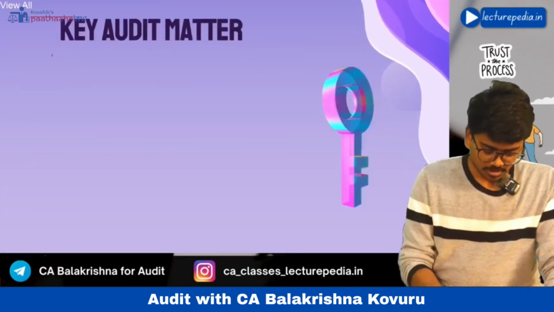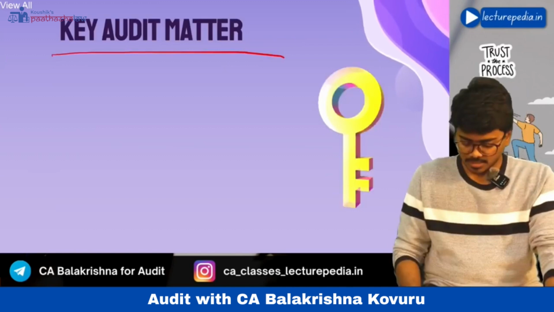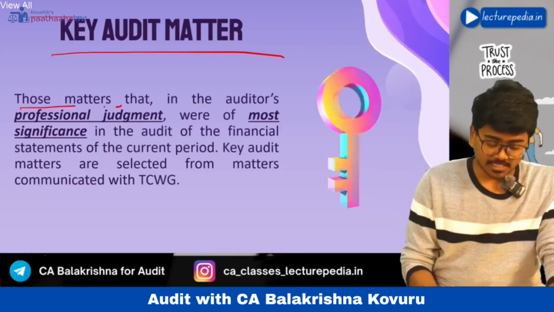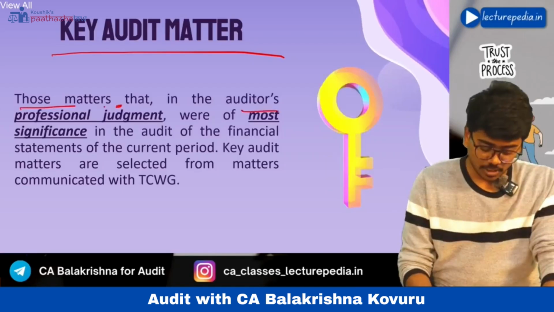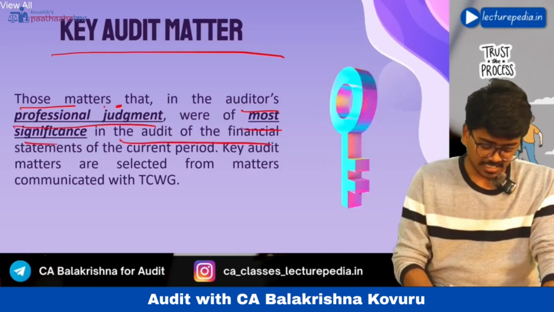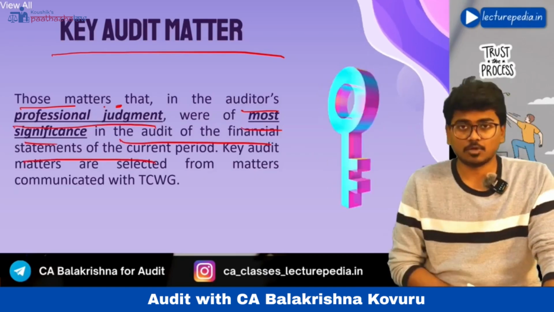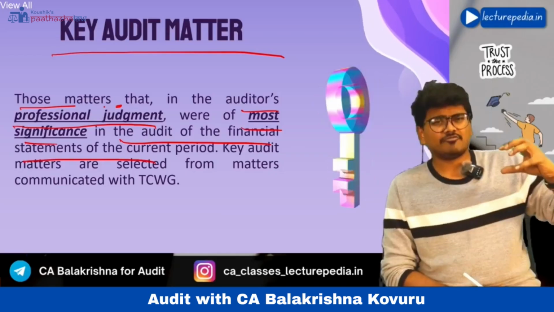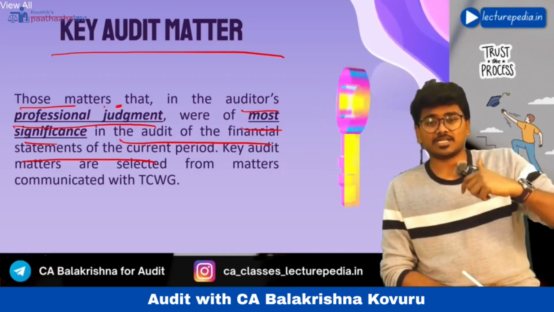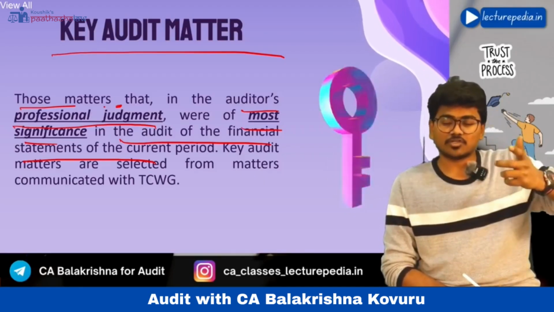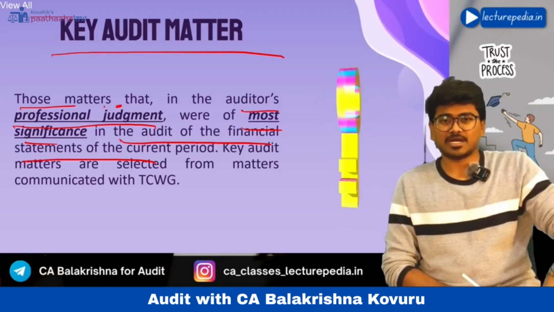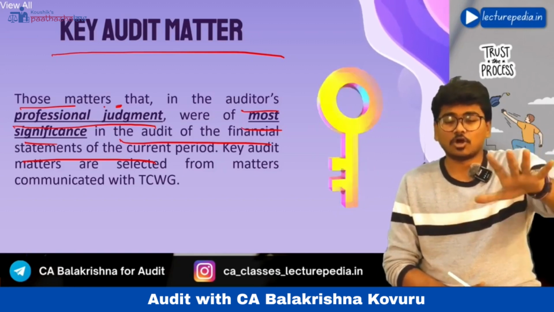Now, what is meant by a key audit matter? See, key audit matters are those matters that in the auditor's professional judgment were of most significance in the current financial statement period audit. Those items that are very significant, important for the current period audit as per the professional judgment of the auditor, are known as key audit matters, and these have to be communicated in the audit report.